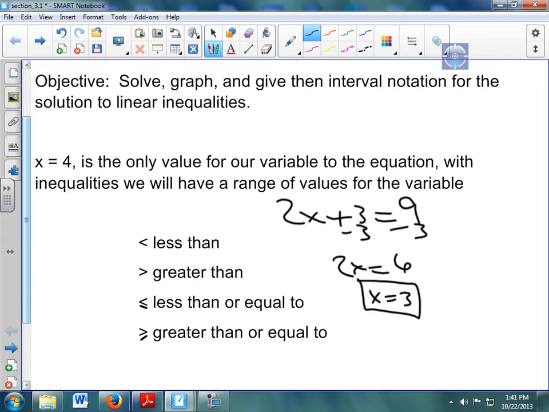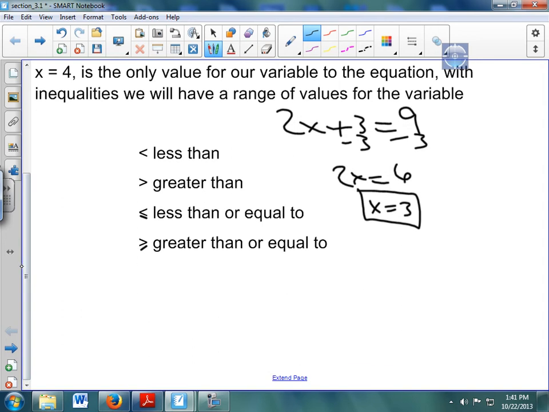However, we're not doing that with inequalities. Now, instead of having one answer, we'll have infinite answers, or maybe 0 answers. But it won't be one. So you know these: less than, greater than, less than or equal to, greater than or equal to. I have to add the little line, they don't have that symbol. Again, I wish they would have asked math teachers when they were making this.